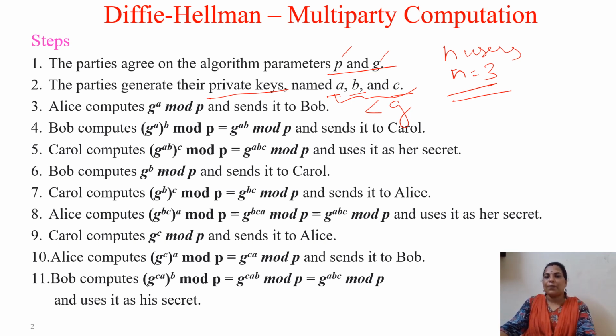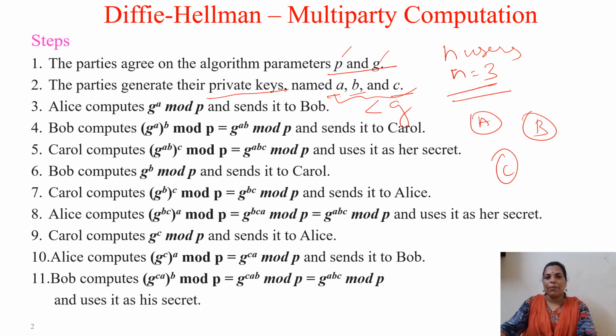Then, we are having only 3 users, that is Alice, Bob and Carol. So how the values are exchanged, and finally how all the members have that shared secret session key, that only we are going to discuss now. From the third step onwards, the exchange happens.